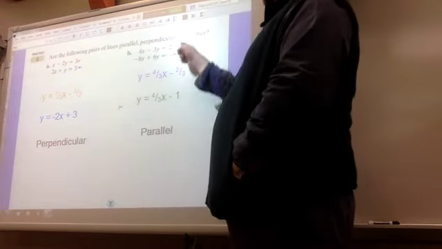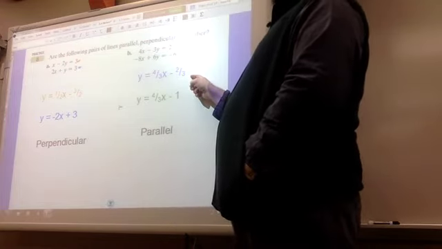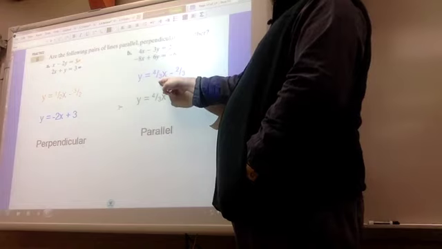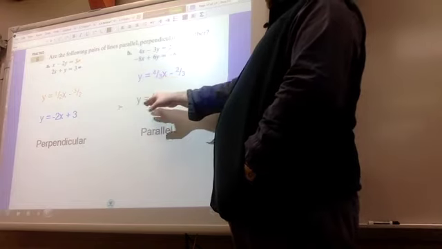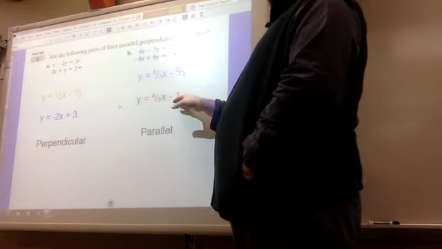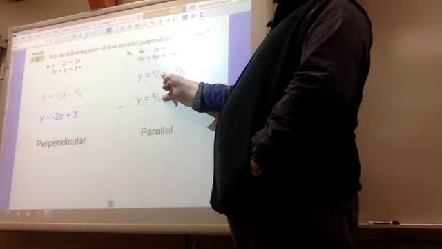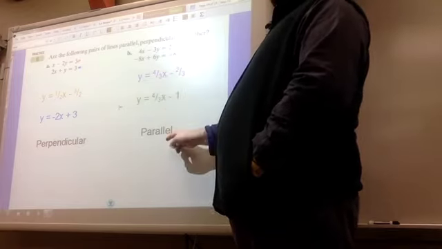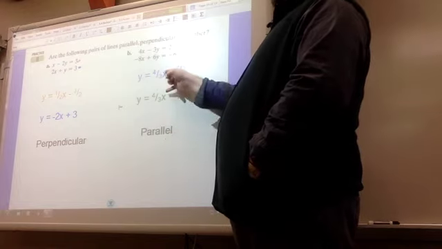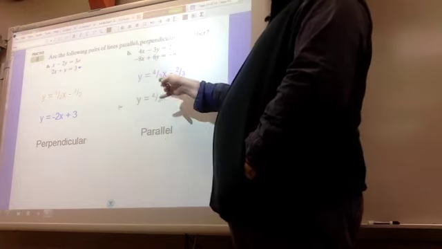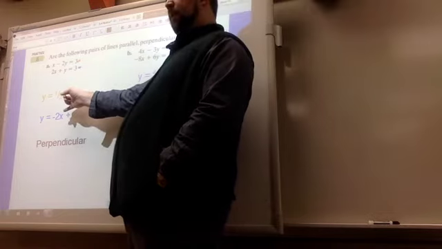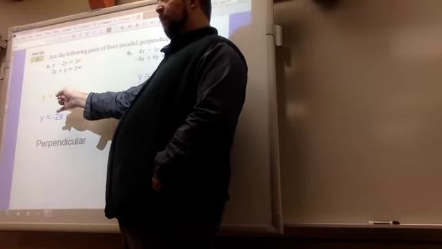Over here, once you solve this one out correctly, you get y equals 4/3 x minus 2/3. And y equals 4/3 x minus 1. And so these have exactly the same slope, so they're parallel. If they're not exact, or they have different signs and one of them's not flipped, then it's going to be neither.